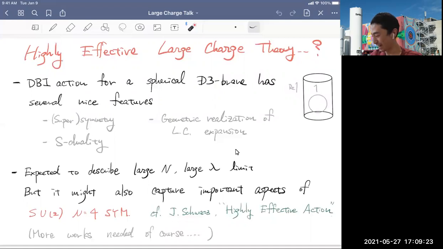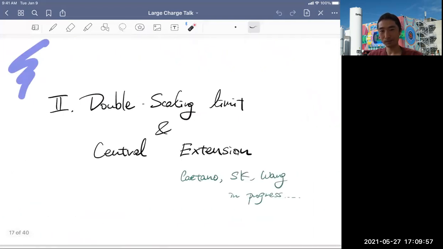Lastly, I just wanted to mention that in the context of Coulomb branch effective actions, John Schwarz had a very speculative paper, which conjectures that the DBI action for the flat D3 brane also captures the low energy effective action of the Coulomb branch. It's probably interesting to revisit all these questions in the context of the large charge expansion. Okay, let me now move on to the next topic if there are no other questions.